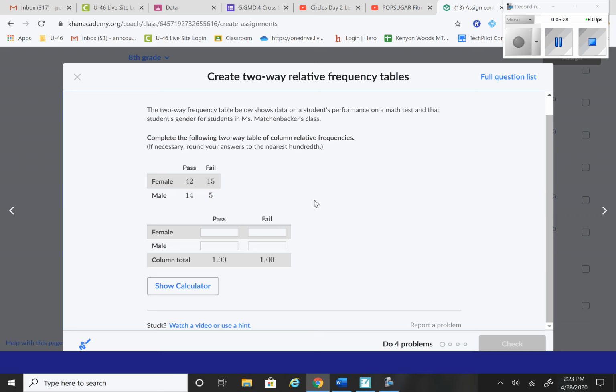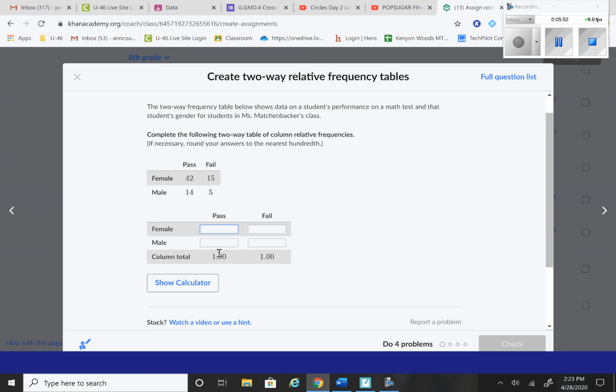Complete the following two-way table of column relative frequencies. So we had 42 females pass, 15 fail, 14 males pass, 5 fail. The whole point of relative frequency is that we're trying to figure out the percent out of the total. So how many females passed out of 100%?